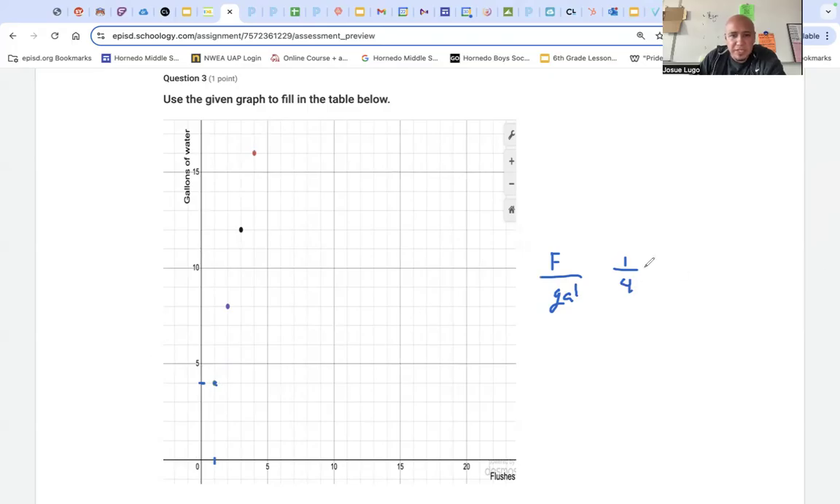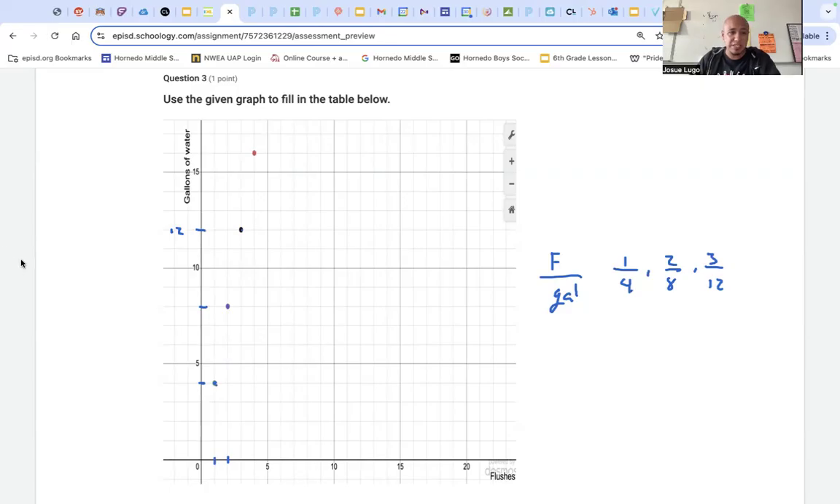Okay, let's look at the next one. 2 flushes gives me 8 gallons of water. So 2, 8. Let's do one more. 3 flushes, as I can see in the graph, will give me 12. That's a 12 right there. 12 gallons of water. What do you notice about each of these ratios? 1/4, 2/8, 3/12. If you pay close attention, you notice that all of these simplify to 1/4, meaning all of these are proportional.